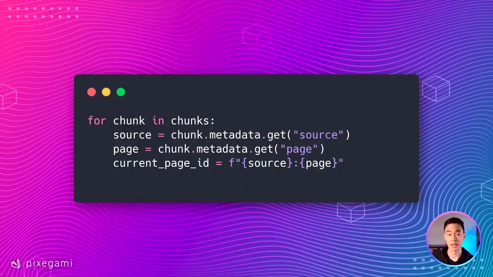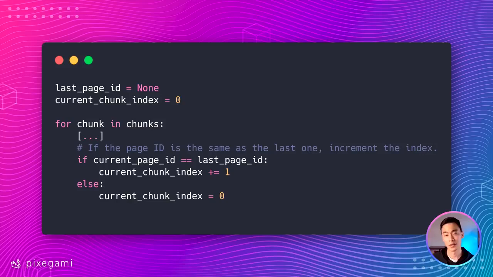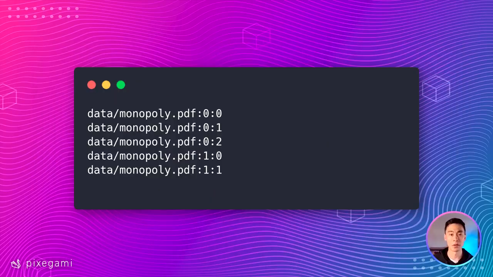Implementing this is pretty easy as well. We can loop through all the chunks and look at its metadata. We'll concatenate the source and the page number to make an ID. But because a single page is split up into multiple chunks, we actually have many chunks sharing the same page ID. Solving this is pretty easy though. We can just keep count of the chunk index for a page and then reset it to 0 whenever we see a new page. So putting all that together, we now have a chunk ID that looks something like these.